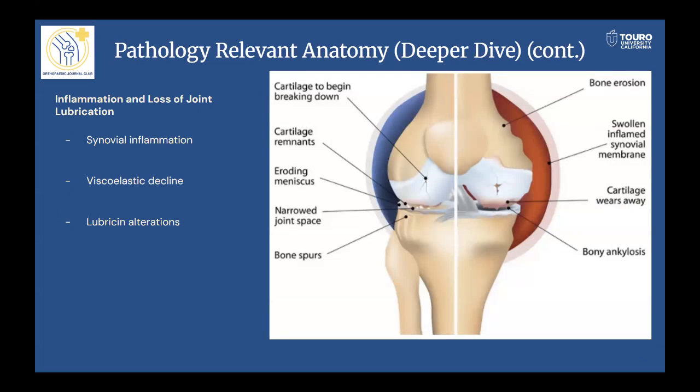Once inflammation sets in, the synovium becomes the real driver of disease. It starts to release enzymes and inflammatory signals that break down hyaluronic acid, and contributes to oxidative stress that will continue to chip away at that cartilage matrix.